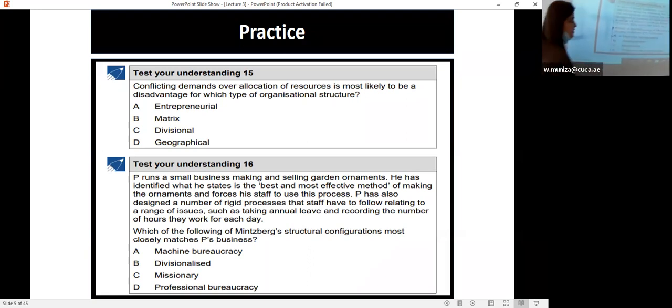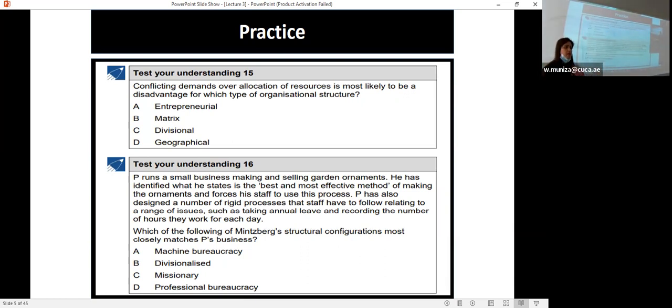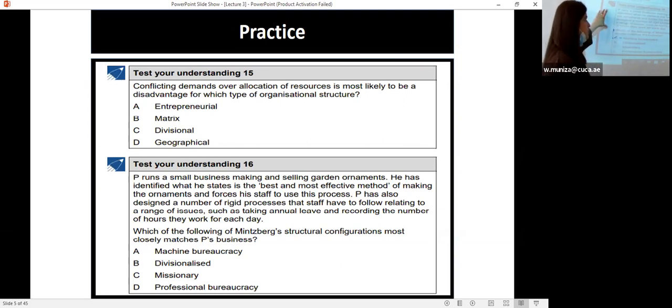Got it? What is divisionalized structure? Sorry? Middle line, in which the middle line managers are going to be responsible for each and every area under their consideration. Then missionary. And yes, entrepreneurial structure. When there will be one person controlling all of the organization, this happens in the case of small businesses. Because when the business grows, entrepreneurial structure is not possible to be implemented. And the last one, professional bureaucracy. Operating core is going to be dominating in the case of professional bureaucracy. Say, for example, persons like doctors, lawyers, accountants, the operating core of the organization, which will actually be performing the duties. So this is professional bureaucracy. So the structure which P is having is machine bureaucracy. Got it, everyone? Very good.